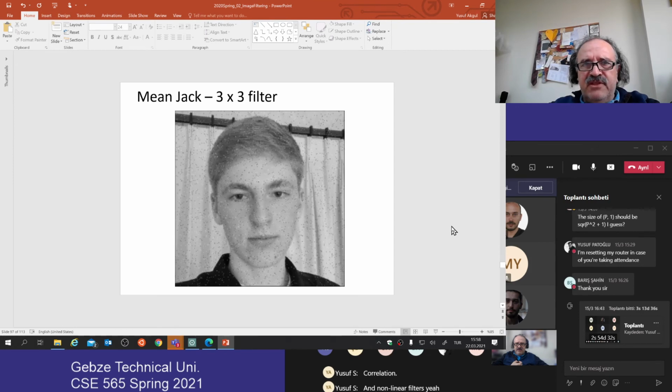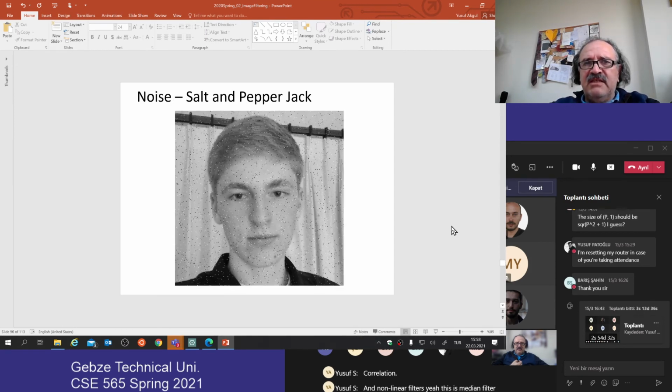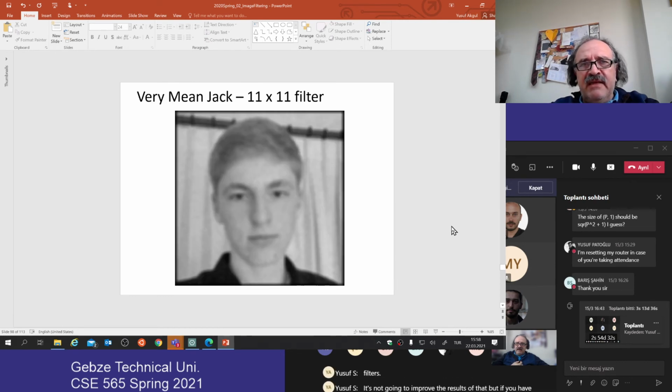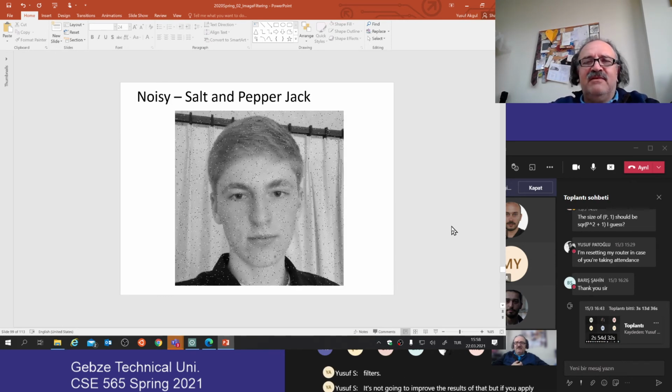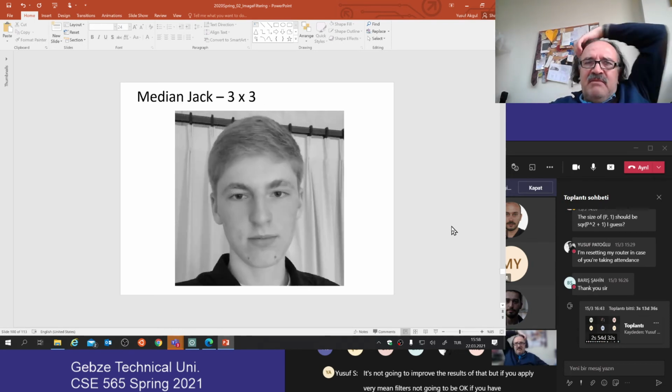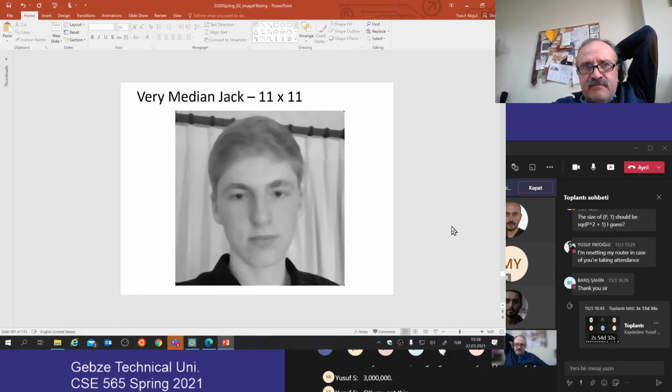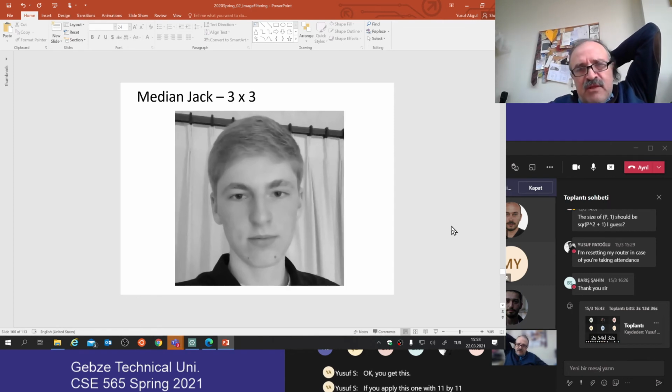This is the median filter. This is an image with salt and pepper noise. If you apply a mean filter, it's not going to improve the results a lot. But if you apply a 3 by 3 median, you get this. If you apply 11 by 11, which is too much, you get the posterization effect.